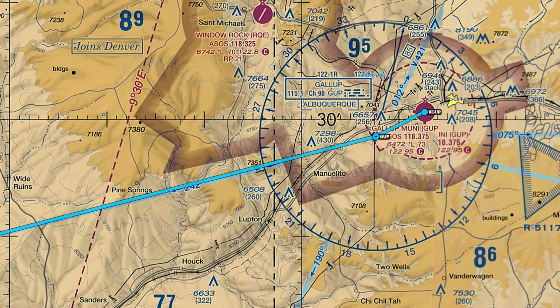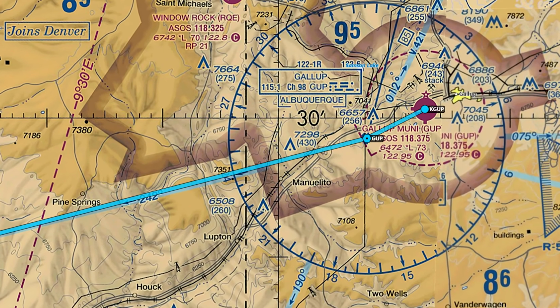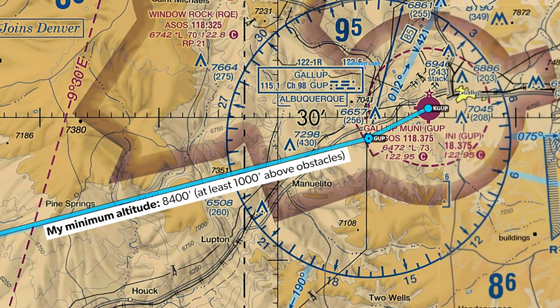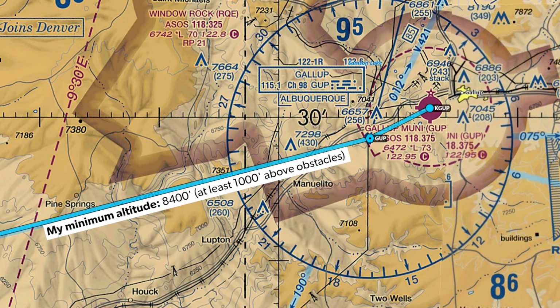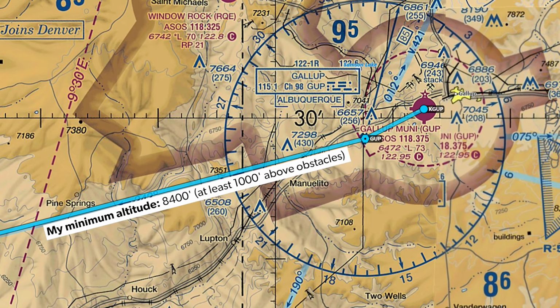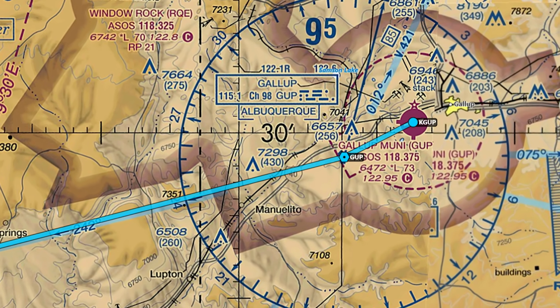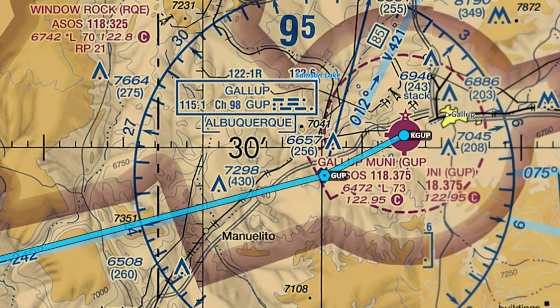So as I'm descending for the pattern VFR, I don't necessarily need a full 2,000 feet of clearance. So let's say within 25 miles of the Gallup VOR on the airway, 8,400 is a comfortable minimum altitude that still gives me a 1,000 foot buffer. So that's a good start since it's only about 2,000 feet above airport elevation, but when is it going to be safe to descend the rest of the way to pattern altitude? It's tough to say just looking at the contour lines on the sectional.